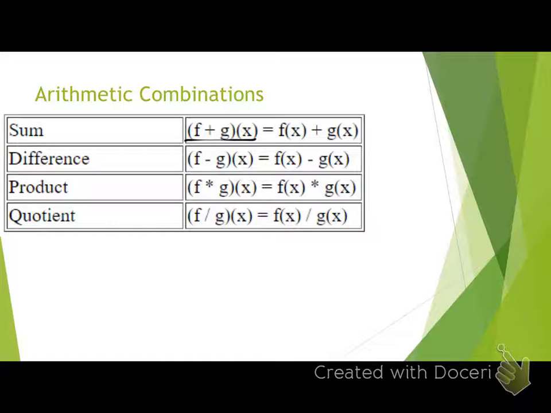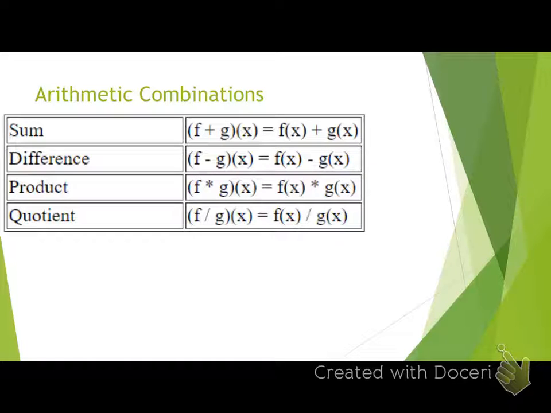The same thing follows suit for everything else. The difference, f minus g of x, is f of x minus g of x. Product, f times g of x, is f of x times g of x. And the quotient, f divided by g of x, is f of x divided by g of x. It's just telling you to take that first polynomial and either add, subtract, multiply, or divide it by the second polynomial. Questions about that?